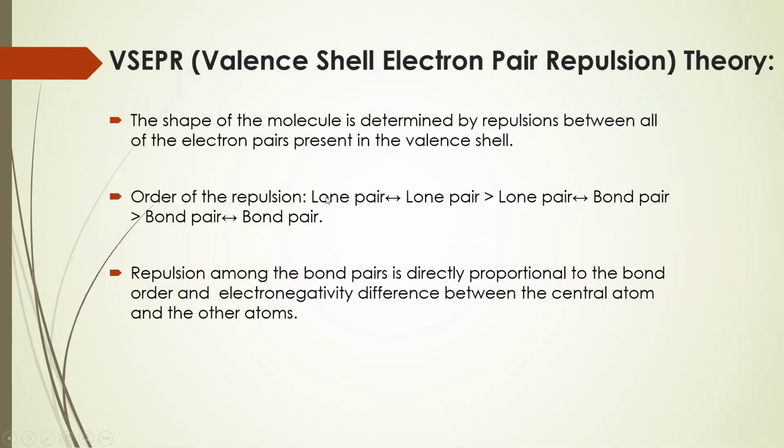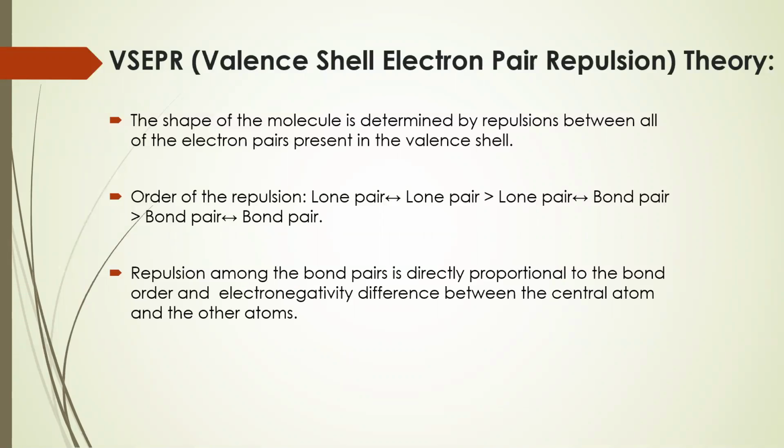How does the order of repulsion follow? Lone pair-lone pair repulsion is greater than lone pair-bond pair repulsion, which is again greater than bond pair-bond pair repulsion. I repeat, the order of the repulsion follows as lone pair-lone pair repulsion is greater than lone pair-bond pair, which is again greater than bond pair.